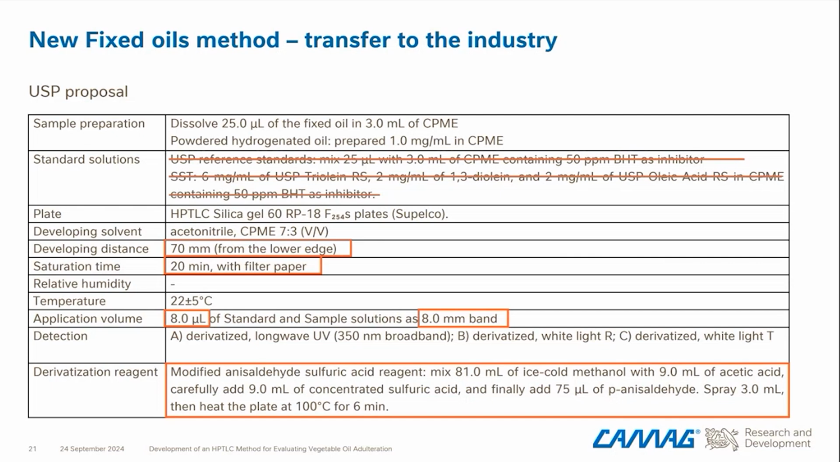Then for the derivatization step, so for the USP, we propose to use the modified anisaldehyde sulfuric acid reagent, which is using a heating step at 100 degrees for 6 minutes. So here it's also somewhere we could reduce the time.